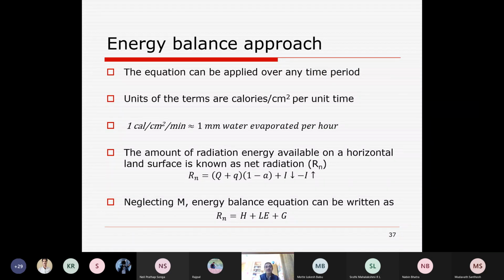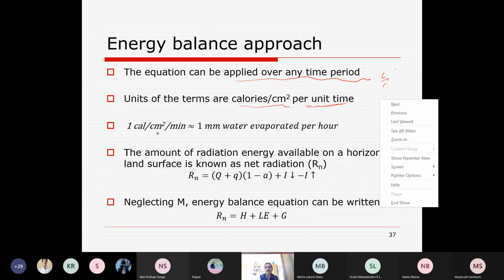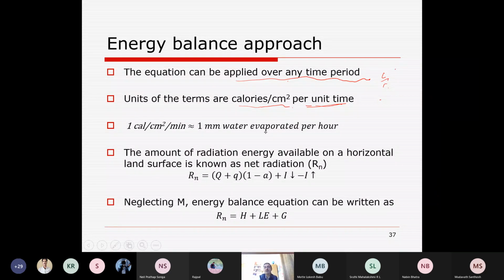So the energy balance approach, the equation can be applied over any time period, just like the different methods of measurement we have seen. It can be daily, seasonal, or for a small plot or a basin. This particular method can be used for any time period. The unit of the terms is calories per centimeter square per minute because it's energy. So 1 calorie per centimeter square per minute is simply equivalent to 1 millimeter of water evaporated per hour.